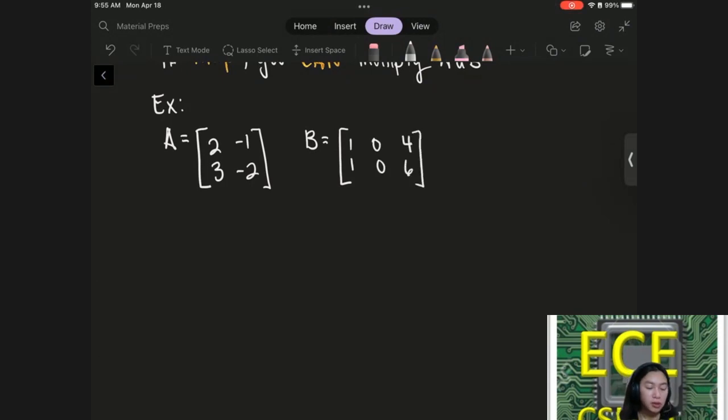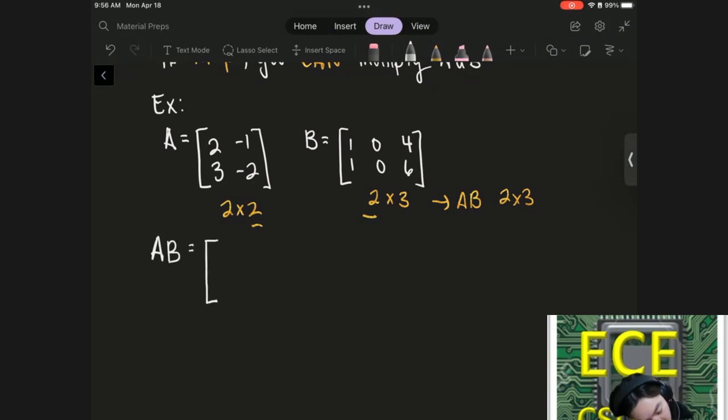All right. Let's look at the dimensions. A is 2 by 2. B is 2 by 3. And so their inner parts match. And so that means AB will be a 2 by 3 matrix. Okay. Now let's do the actual multiplication. A times B will equal 2, 3, minus 1, minus 2 times 1, 1, 0, 0, 4, 6.